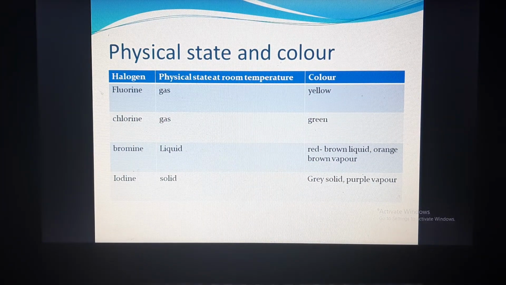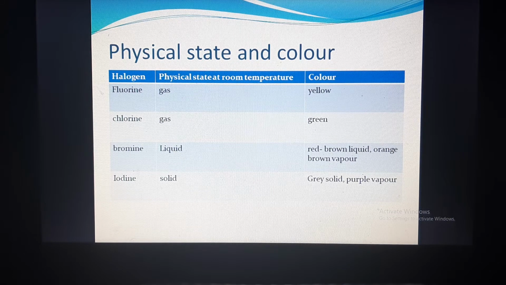Next, we are discussing the physical state and color. Here, the halogens given are fluorine, chlorine, bromine and iodine. Astatine is not given here because it is a highly radioactive element. The radioactive elements we will discuss later.